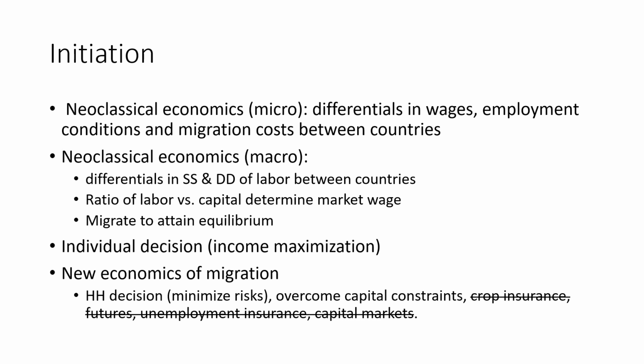The new classical economics theory at the micro level focuses on differentials in wages and employment conditions and the migration cost between the origin and destination countries. In other words, at the micro or individual levels, prospective migrants weigh the wages in their places of origin and the places in their intended destination areas.